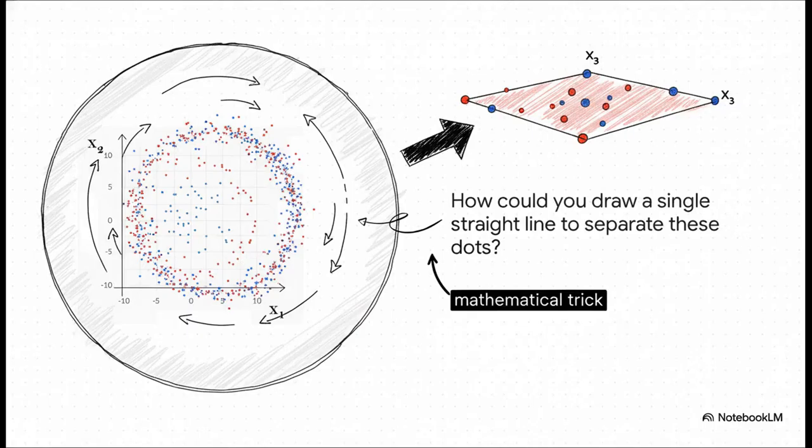I mean, just take a look at this. How would you even begin to draw a single straight line to separate the blue dots from the red ones? It looks impossible, right? But by the end of this explainer, you're going to understand the brilliant mathematical transformation that lets an SVM solve this kind of puzzle with surprising ease.